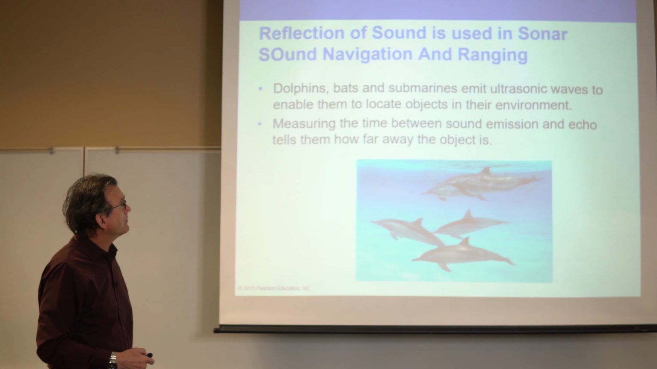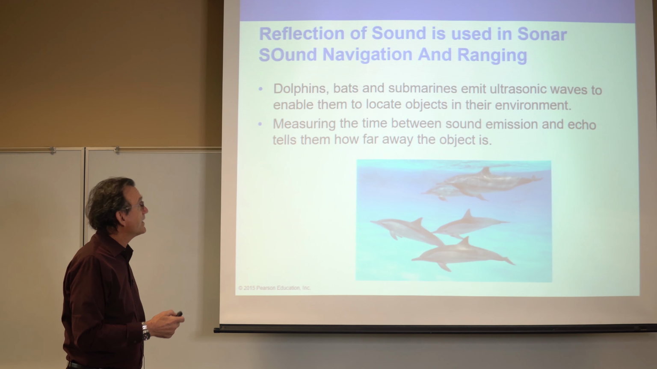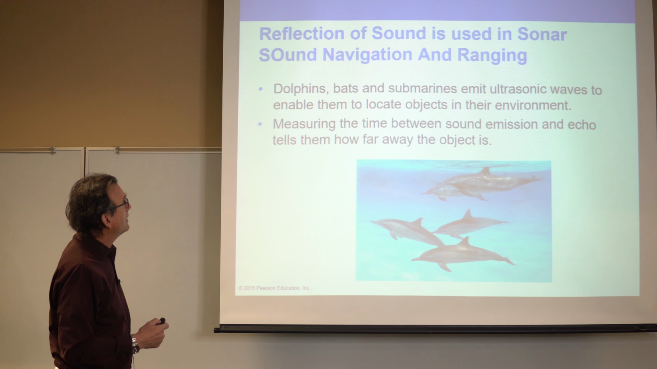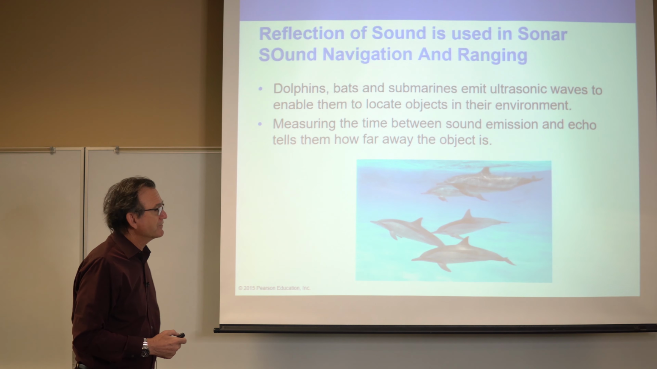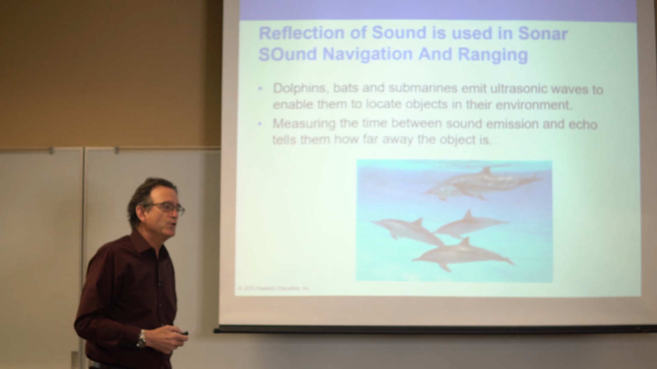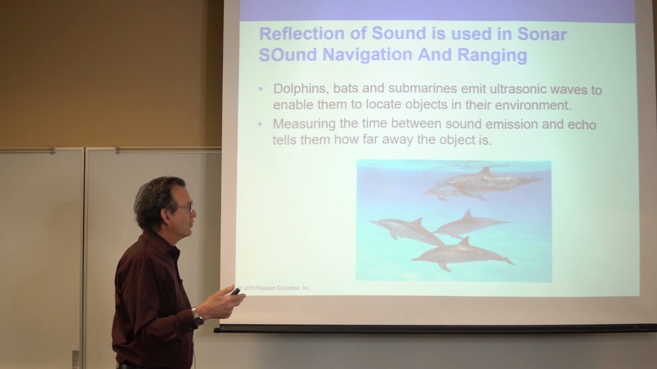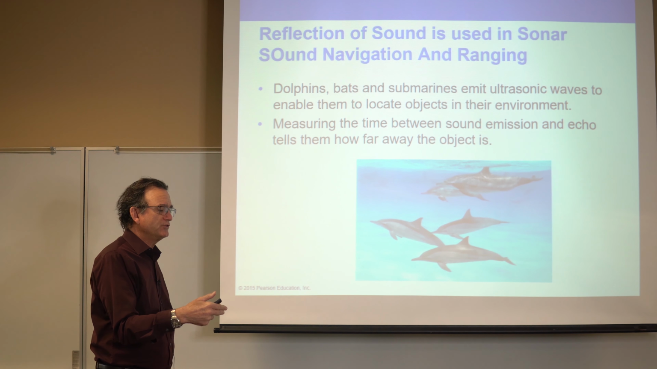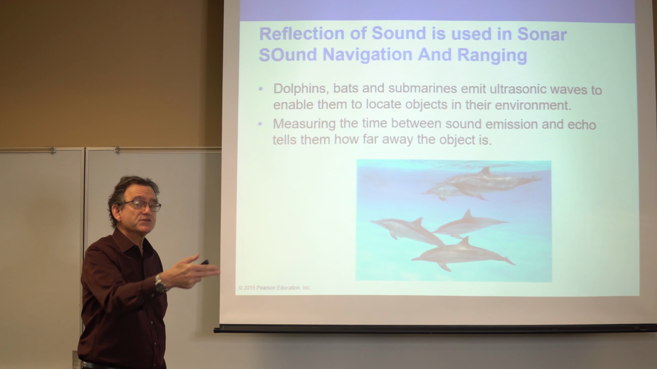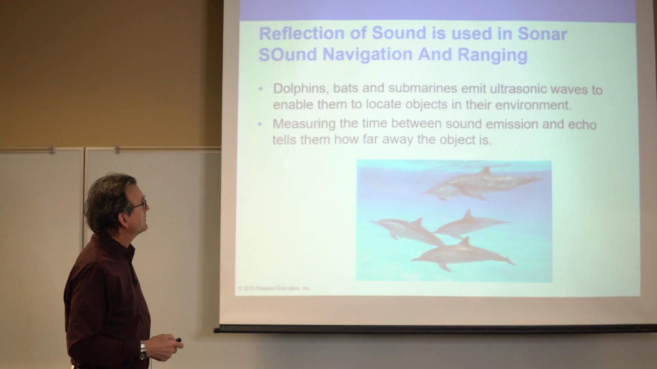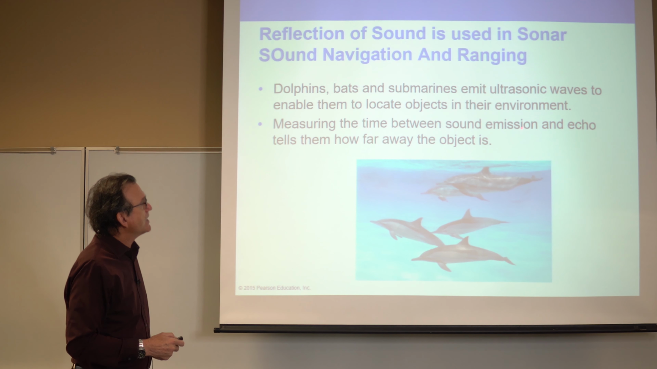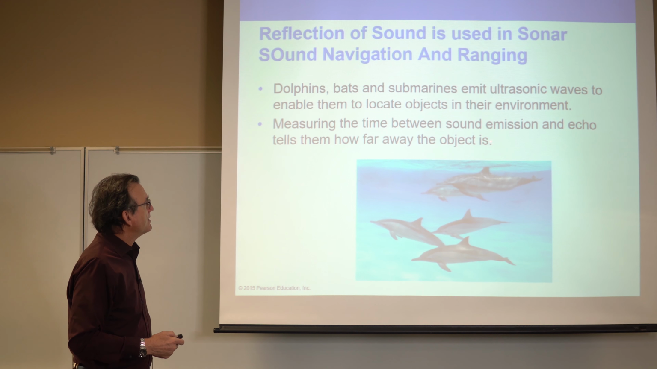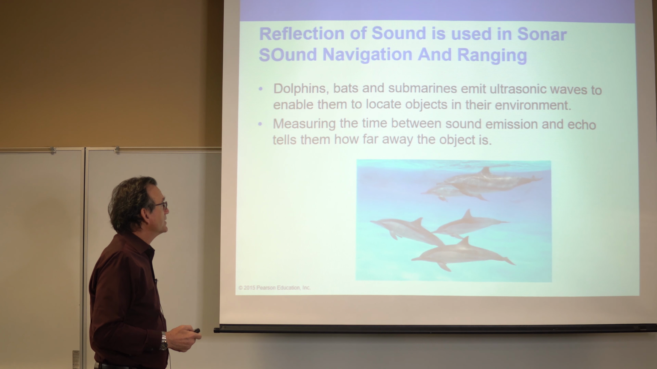Some animals make very strong, easy, and profound use of echoes. It's called sonar, or sound navigation and ranging. We now know that a number of different types of animals use this to locate, they don't visualize it, but to locate by hearing what the distance is to an object that they're approaching. And what their brains are doing is measuring the time between the sound emission and the echo, and that tells them how far away the object is.